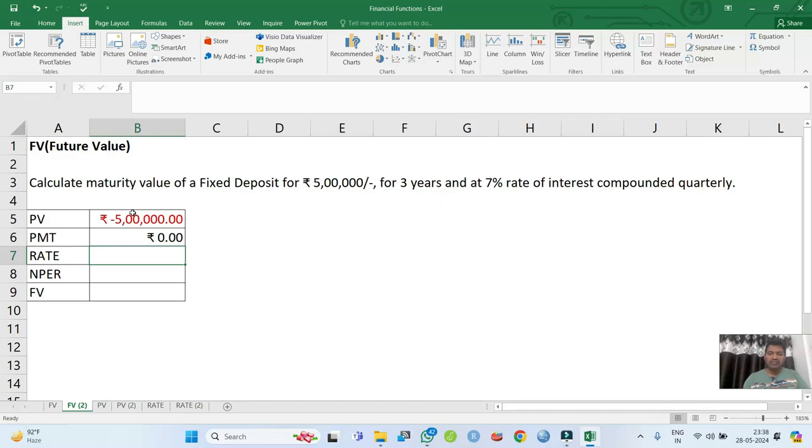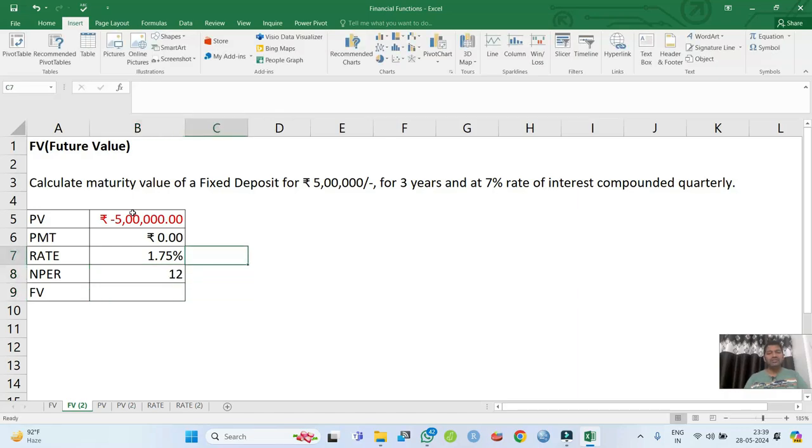So what is the rate? It is 7%. If I put 7% directly, it will calculate 7% every annum. But here it is 7% rate of interest compounded quarterly, so you need to calculate 7% divided by 4, as there are 4 quarters per year. Then NPER is the total periods. It is 3 years, and we are calculating quarterly, so 3 into 4 quarters per annum, 3 into 4 is 12.